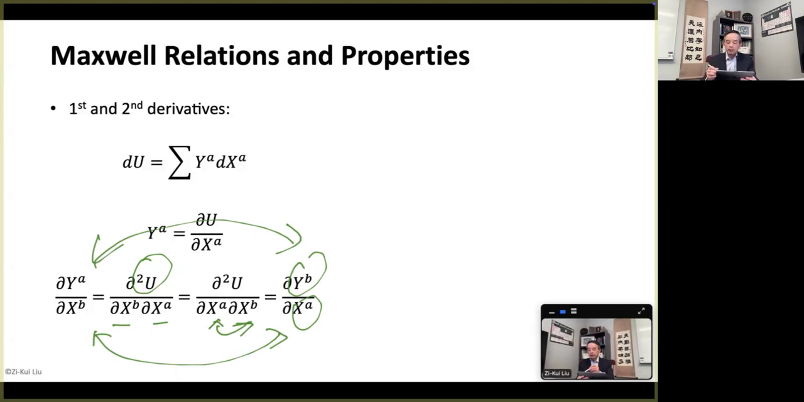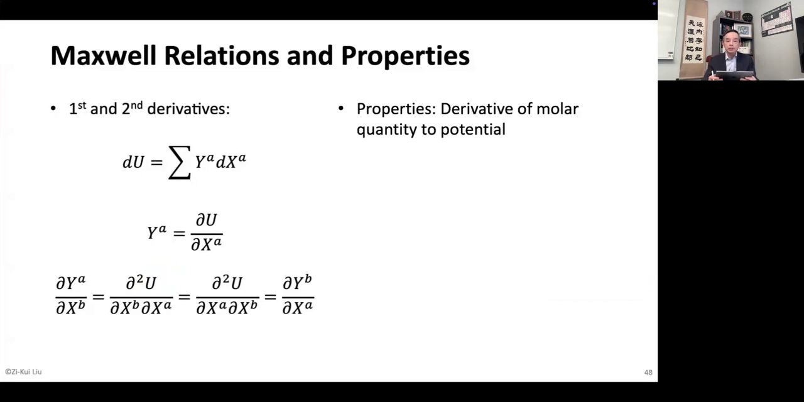When we do experiments, the properties we usually measure are in terms of the derivatives of the molar quantity to its conjugated potentials. Is it conjugate or non-conjugate potentials? So if we invert it, we get the X_B to Y_A derivative equals the X_A to Y_B derivative. Okay, so what does that mean? We can give an example.